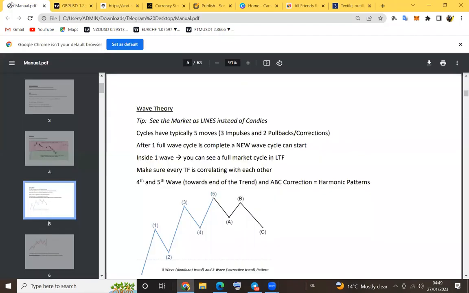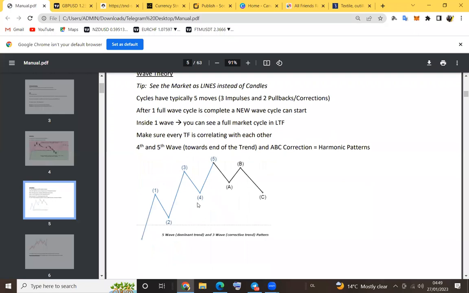If you go back to the wave theory, you understand that it sees the market as a line. So I want you just to see this market as this line that you are seeing here, rather than looking at candlesticks. A cycle typically has 5 moves. So this cycle that we have here has 5 moves. From here to here is move 1, move 2, move 3, move 4, move 5. So we have 5 moves.